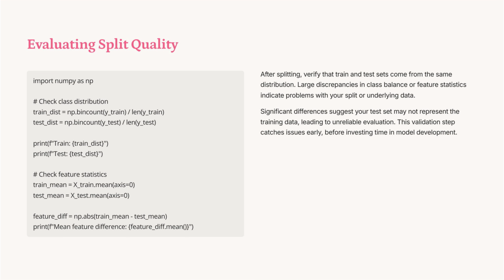After splitting, ensure train and test sets share similar distributions. Check class balance and feature statistics. Large discrepancies suggest issues with your split or data, potentially leading to unreliable evaluations. This validation step is crucial to catch problems early, ensuring your test set accurately represents the training data before model development.